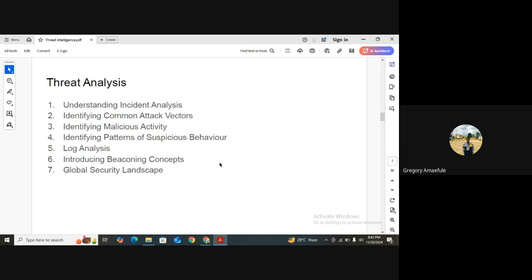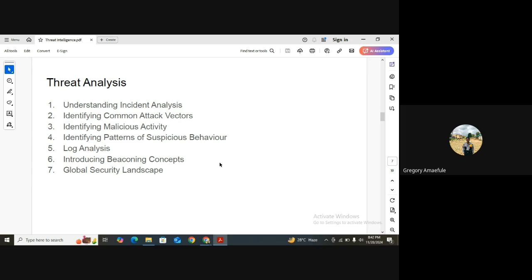But for today, not today, for this week, over the next few weeks, we're going to be focusing on threat analysis. Remember, there are three subdomains of threat intelligence. We have threat analysis, threat investigation, and threat response. And we have 7 models we are going to cover during threat analysis.